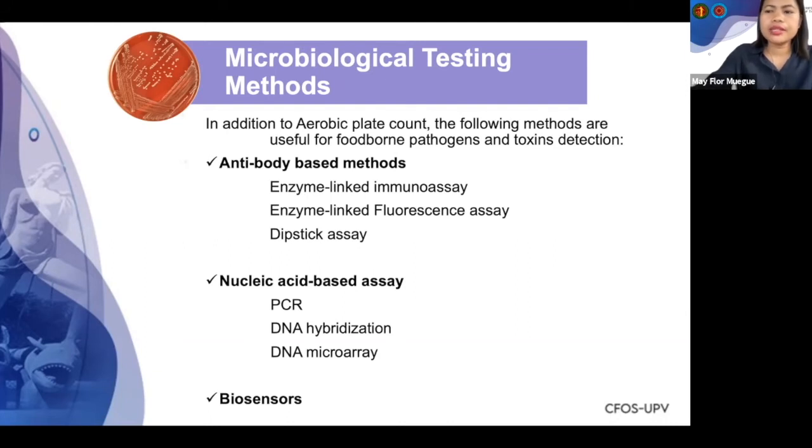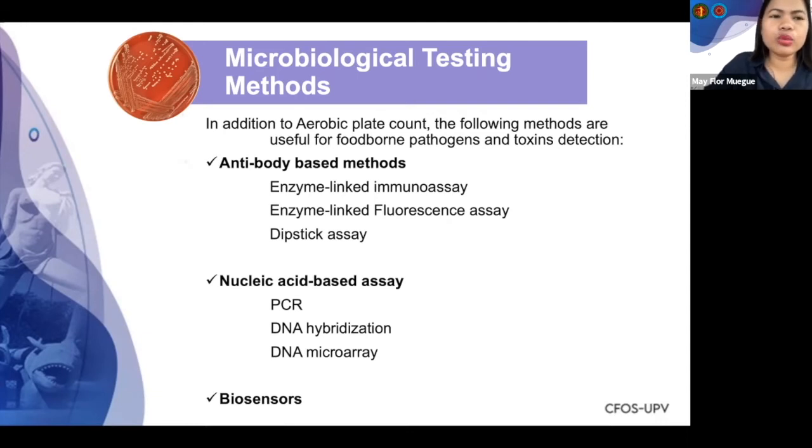So, in addition to aerobic plate count, the following methods are useful for foodborne pathogens and toxin detection. So, we have the antibody-based method. So, meron tayong ELISA or the dipstick assay. Kasi kung gusto mong i-detect yung presence or absence of the organism, you can use a dipstick assay. Para siyang pregnancy test, no? Na mag-show siya ng line kung present yung microorganism na yon, and kapag absent naman, it will not show any line. Yun yung example ng dipstick assay.